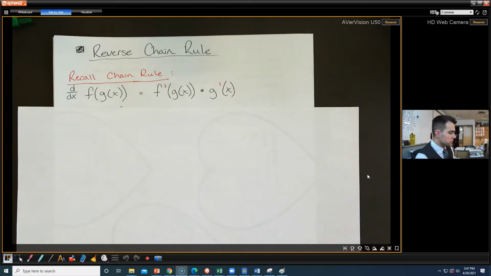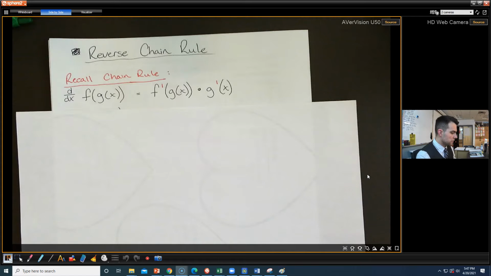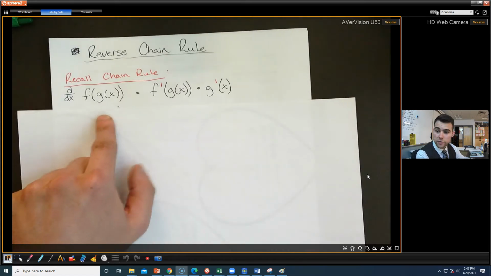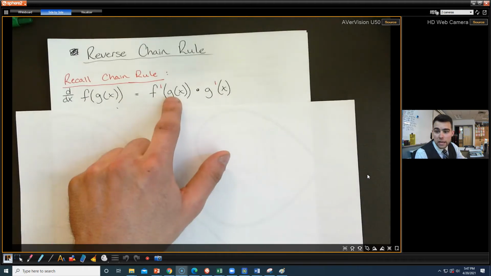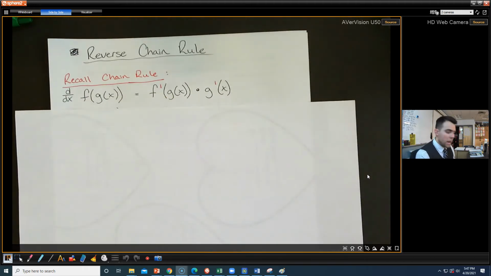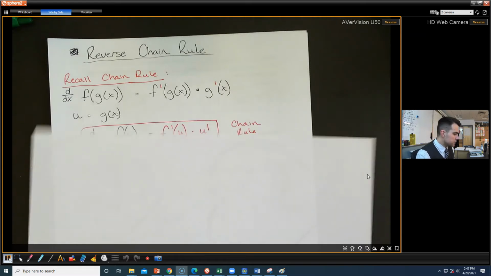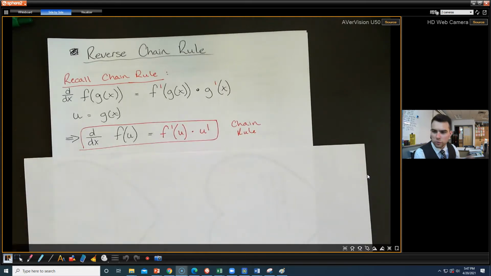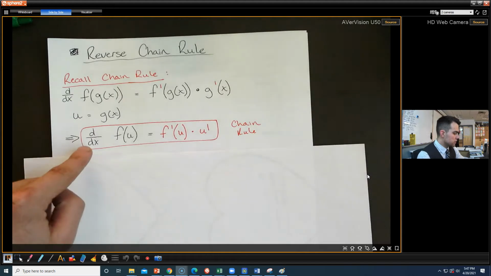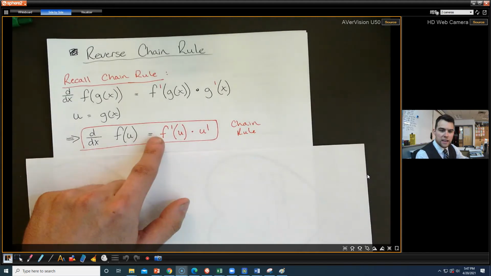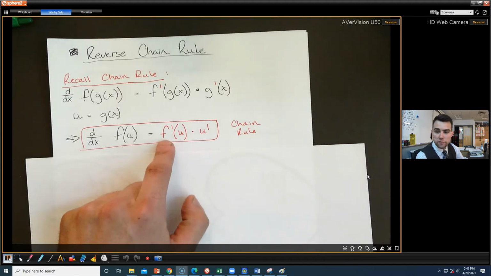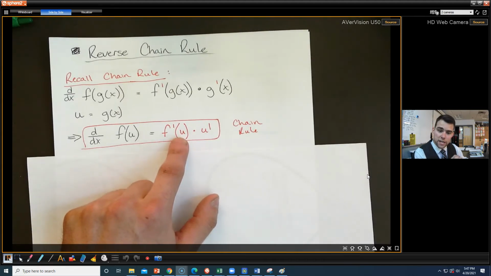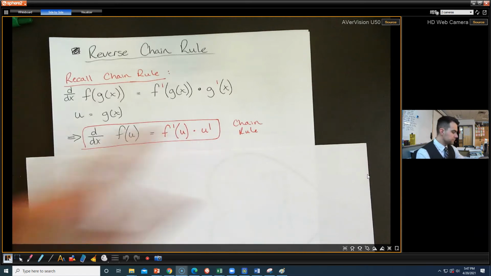It might be helpful to actually recall what the chain rule is when it comes to derivatives. If I have the derivative of some function g of x within an outer function f of x, the derivative of that will be f prime of g of x times g prime of x. But we weren't calling it g of x, right? We called it u. We set u equal to g of x. So if we're doing the derivative of f of u, you get f prime of u times u prime. And this is our chain rule right here. So the derivative of the outer function with the original inner function inside, multiplied by the inner function's derivative.